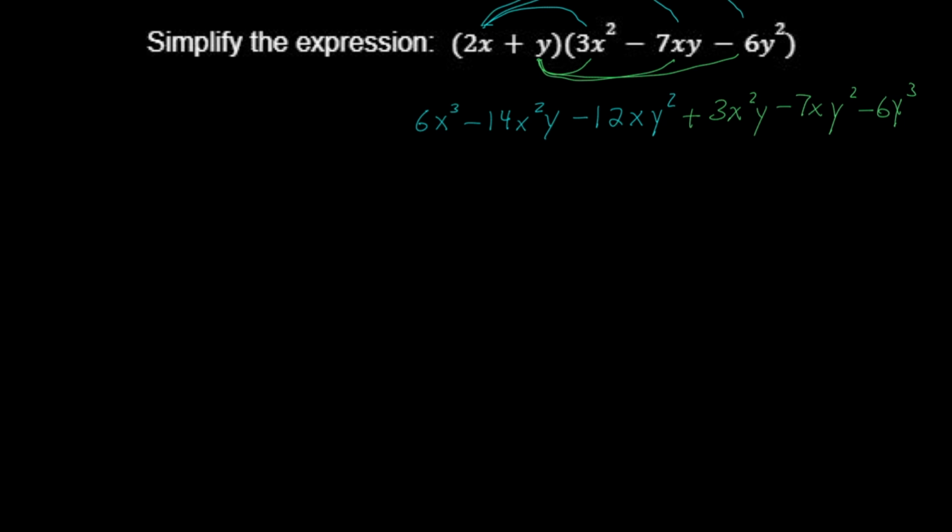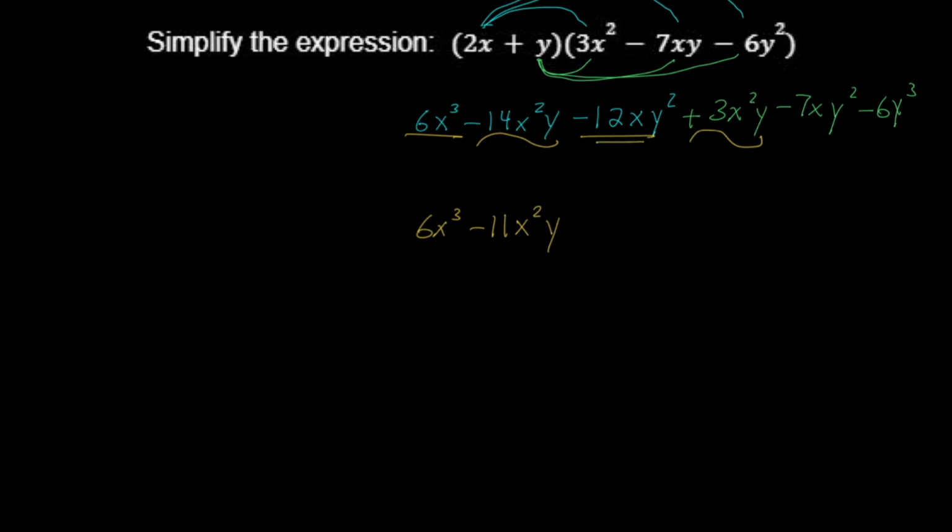If I look through the x to the thirds, there are no other x to the thirds, so we're going to bring down 6x to the third. We have x squared y. There is another x squared y. Remember, x squared y and xy squared are different. Combining them, we have negative 14 plus 3 is negative 11 x squared y's.